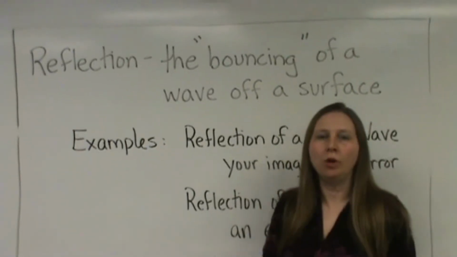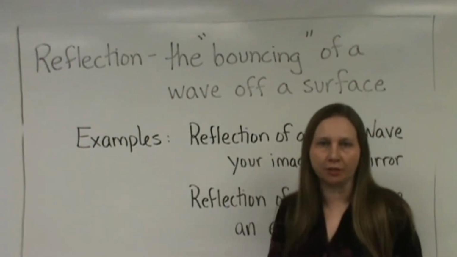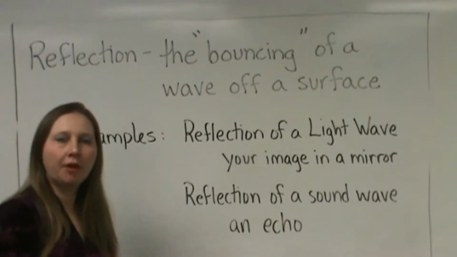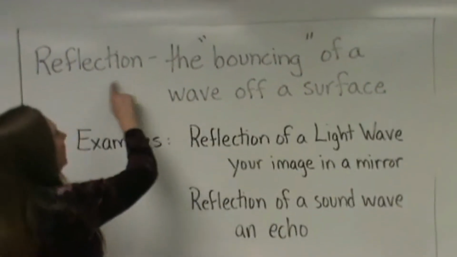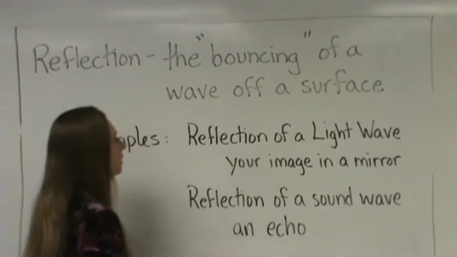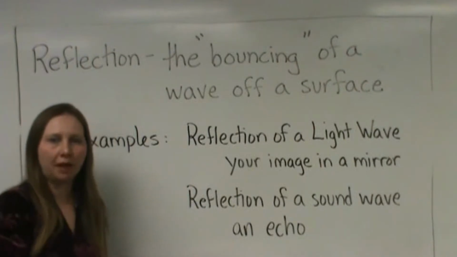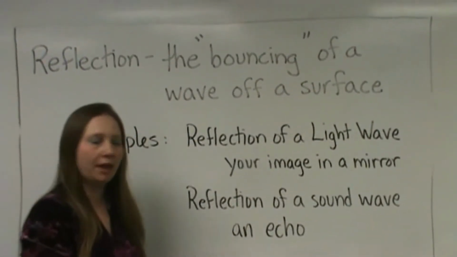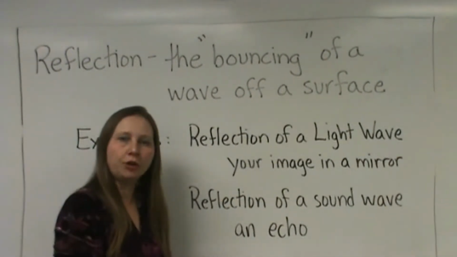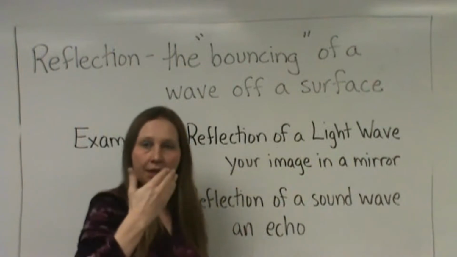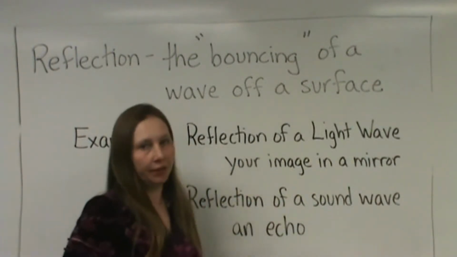In this section, we'll be talking about reflection, a wave property. Reflection, in a very simplistic manner, is the bouncing of a wave off a surface. So examples of reflection in everyday life would be the reflection of a light wave, such as looking at your image in a mirror. If I'm standing here, I see my reflection in the mirror.